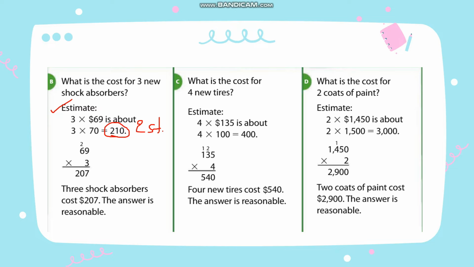69 multiplied by 3 using the standard algorithm. 3 multiplied by 9 is 27, so 7, regroup 2. Then 6 multiplied by 3 is 18. 18 plus 2 is 20, so the exact answer is 207. If I compare my exact answer to the estimated answer, they are close to each other. Therefore, my answer is reasonable.